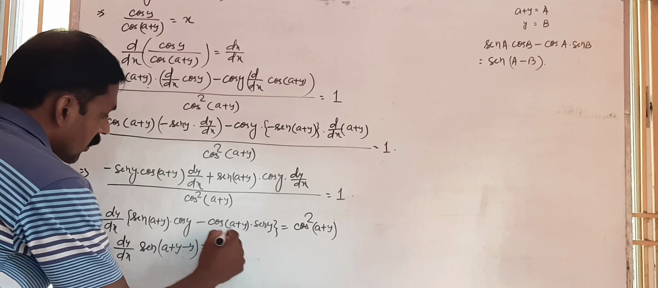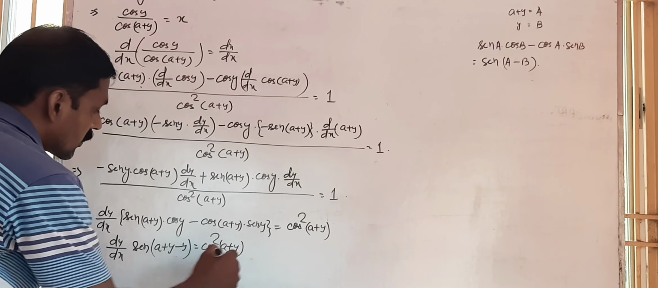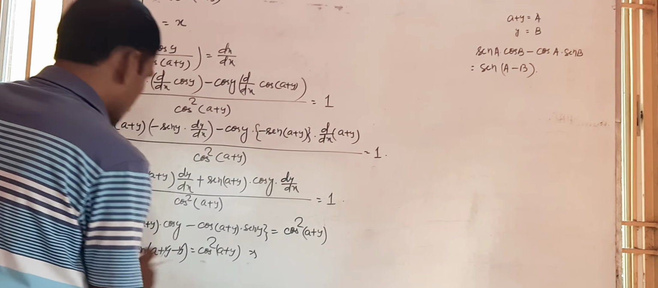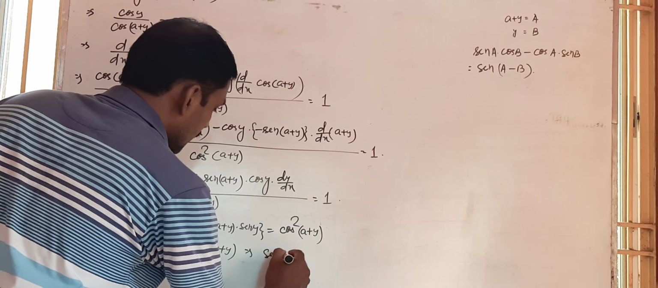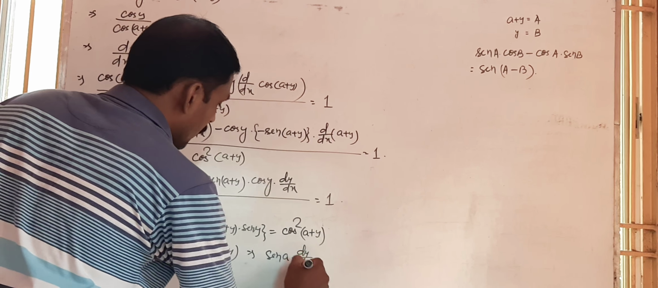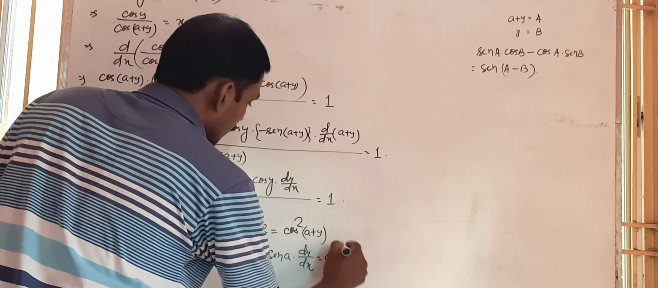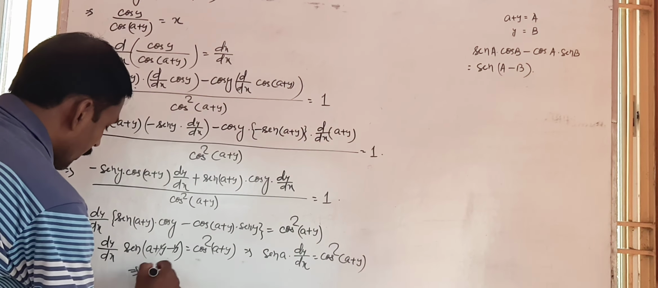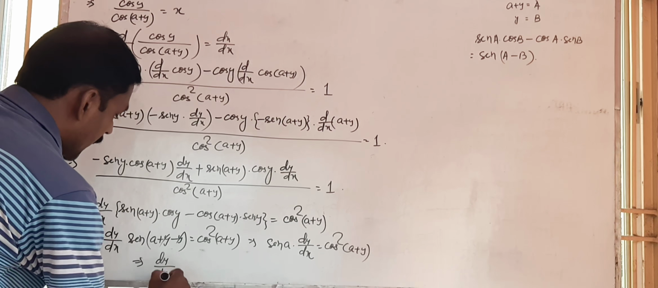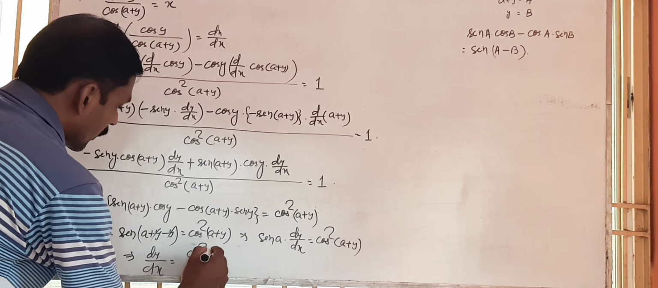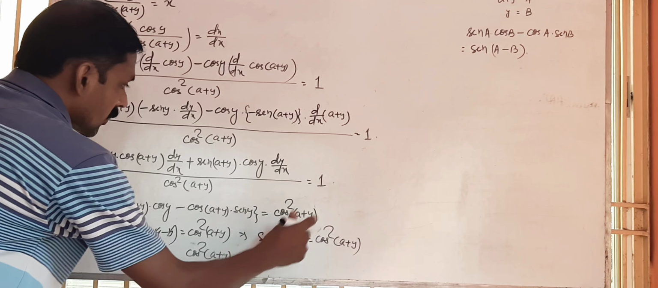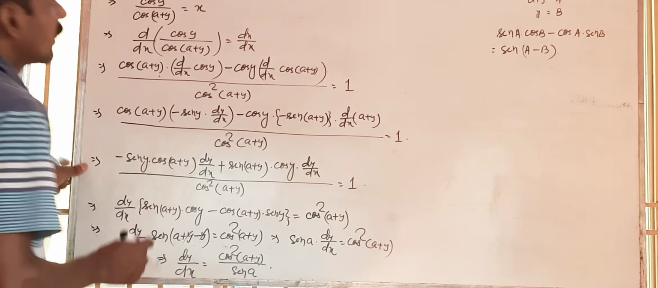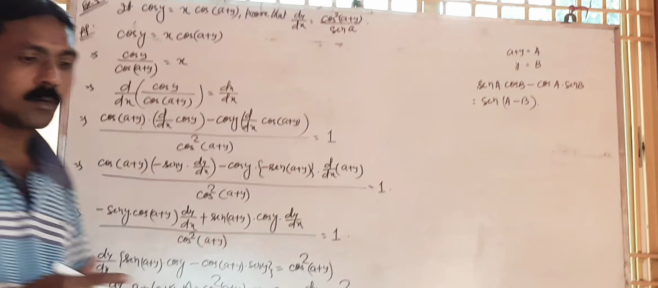equal to cos square a plus y. Now here plus y minus y cancel. So this implies this is sin a into dy by dx equal to cos square a plus y. It implies dy by dx equal to cos square a plus y divided by sin a. This one. Okay.